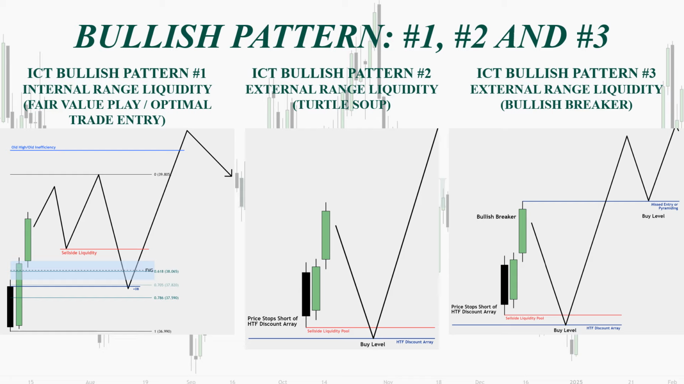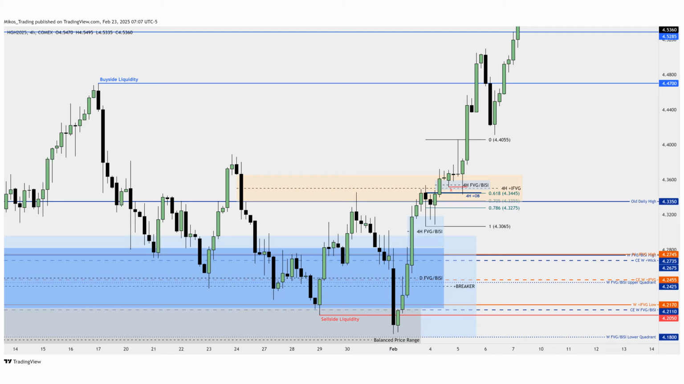As long as I get the higher time frame direction right, these patterns provide me the lowest risk trades with the highest probability of success. Once I determine my higher time frame directional bias, I look for my bullish patterns on 4-hour and/or 1-hour charts. Here we can see my bullish pattern number 1 on the 4-hour time frame.